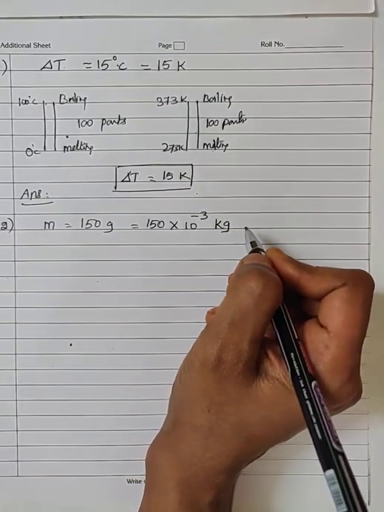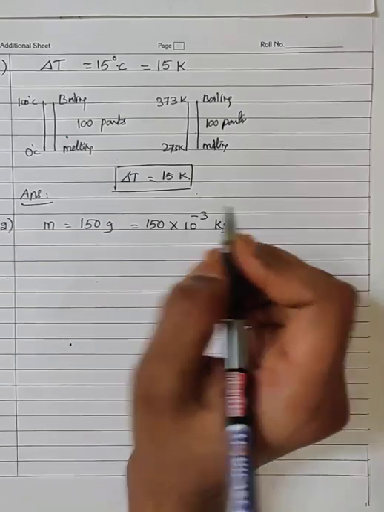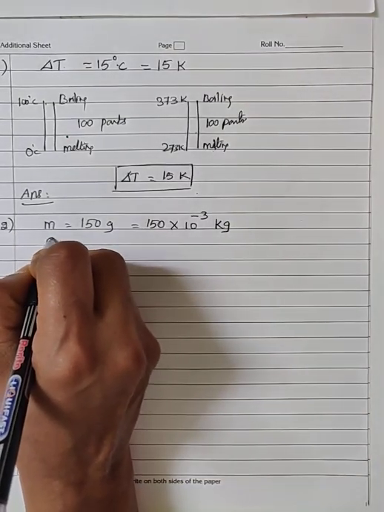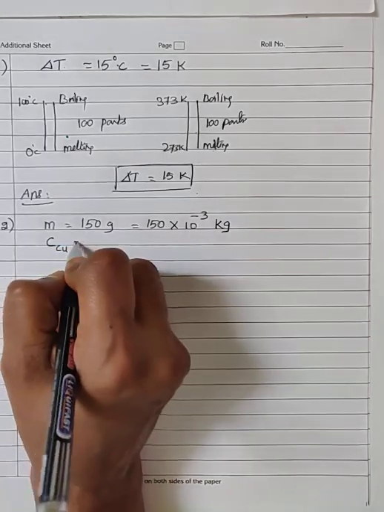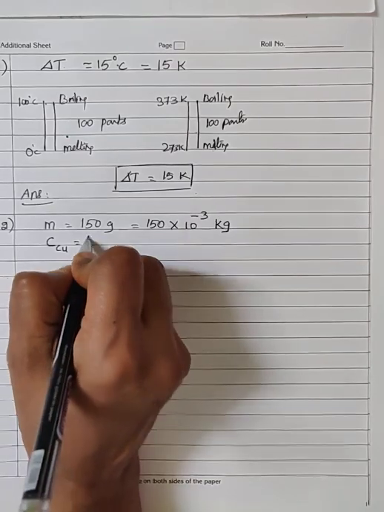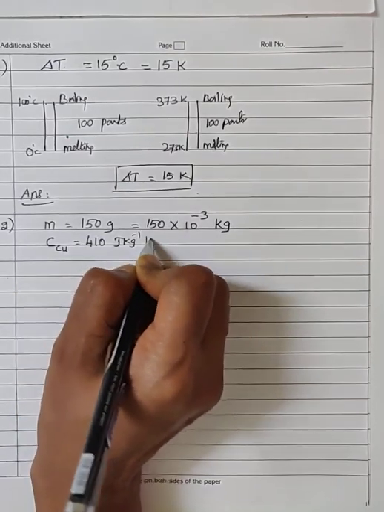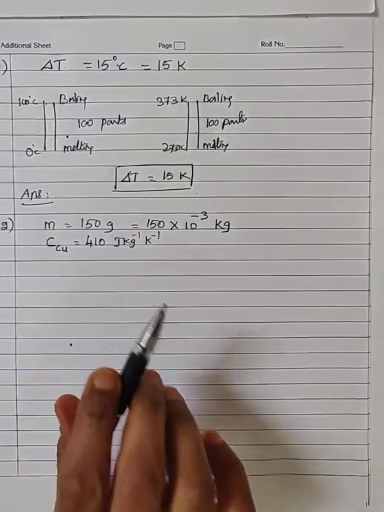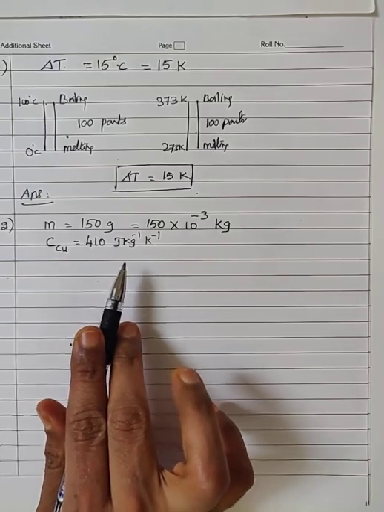Next, they have given that the specific heat capacity of copper is 410 joule per kilogram per Kelvin. Specific heat capacity we represent by the symbol C, and for copper you use the symbol Cu, which is equal to 410 joule per kilogram per Kelvin. So specific heat capacity is given in SI unit, so we need not change the unit here. You are asked to calculate the heat capacity.